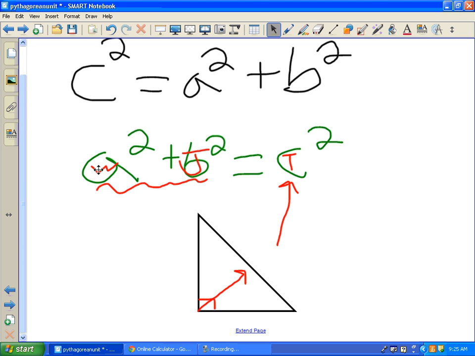So why did they pick A, B, and C? Probably because they're the first three letters of the alphabet. That's why he used them in the Pythagorean theorem. The most important thing to do is figure out which one is always going to be c squared. It's always going to be right across from your corner. So this will be c squared no matter what letter they make it out to be. Just fill it into the c squared part of your formula.